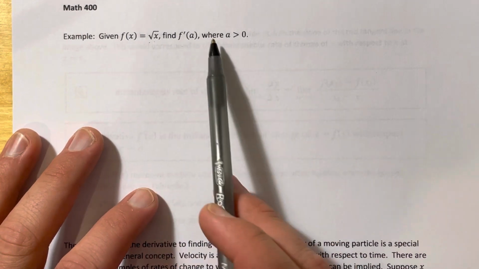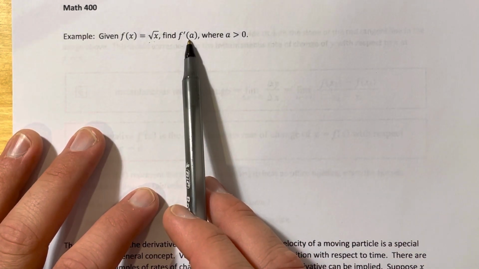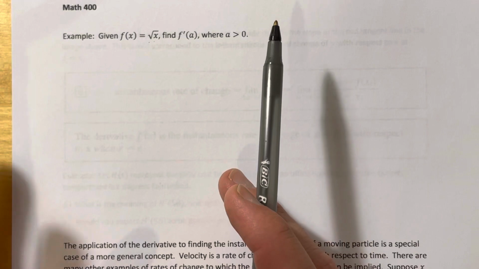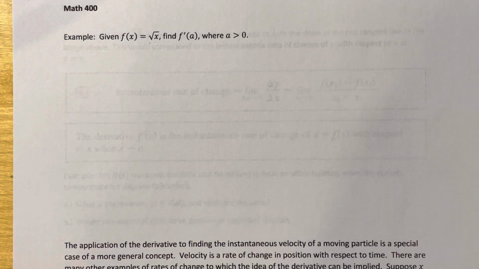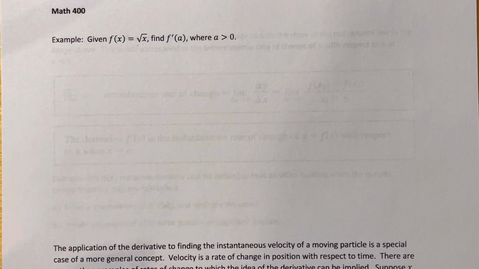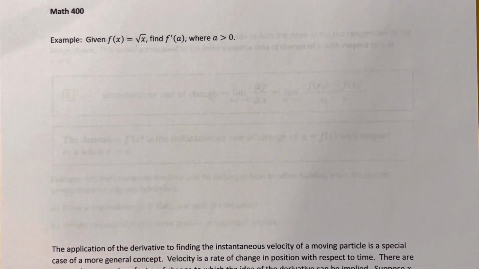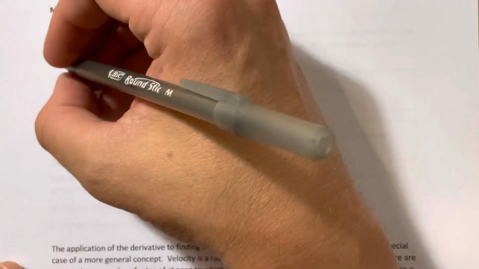What's different about this is I'm not specifying a value for a. I'm leaving it general, right? In the previous problem, we found f prime of 1. I used a specific number. Here, it's just being called a. And this is going to be kind of a preview of what we're doing in the next section. It's much more useful to not assume a specific value here, but to keep things general. So what would f prime of a be?